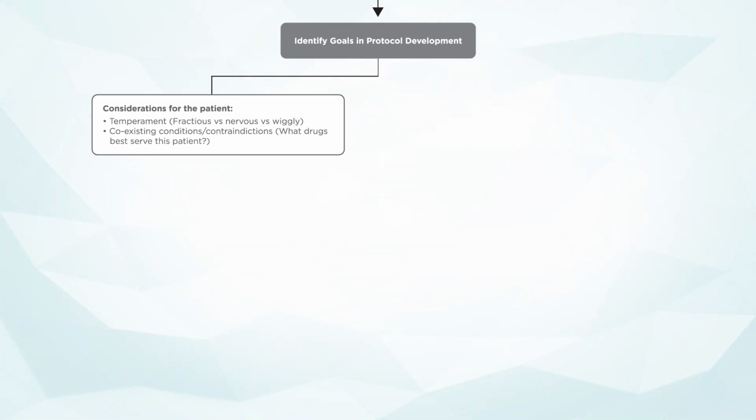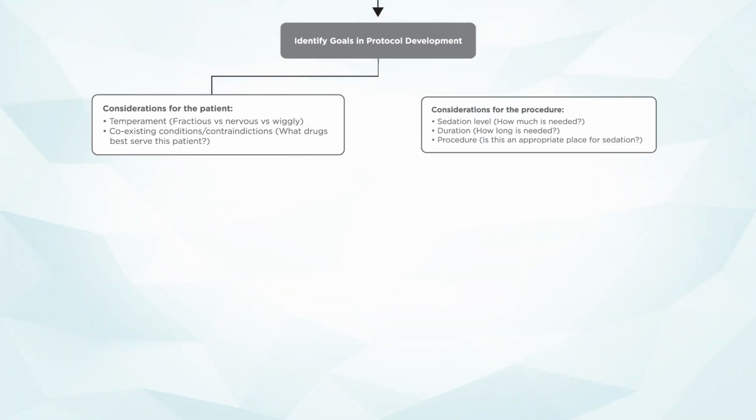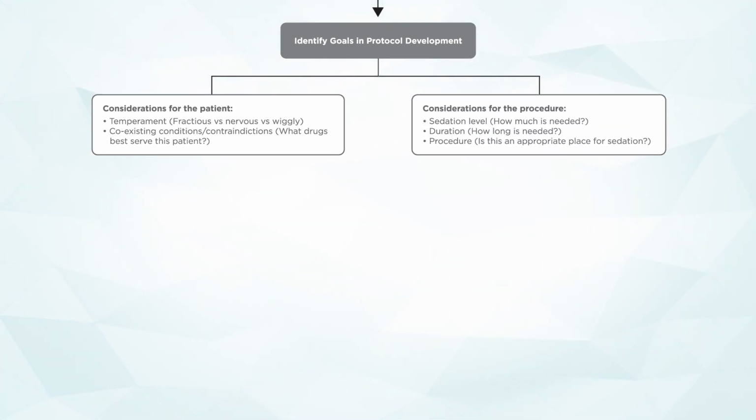We're also going to consider the procedure. And so I always think about the sedation level. How much sedation is actually needed for this procedure? The duration. How long is this actually going to take? And then I also look at the procedure and consider, is this an appropriate place for sedation? So I take all of those pieces, and that is what I put together when I start coming up with that sedation protocol. And so we get a little nervous when we start calling things protocols because we don't want everyone to have the exact same plan. But I think it's totally appropriate to have a framework that is your protocol that you alter for each patient.